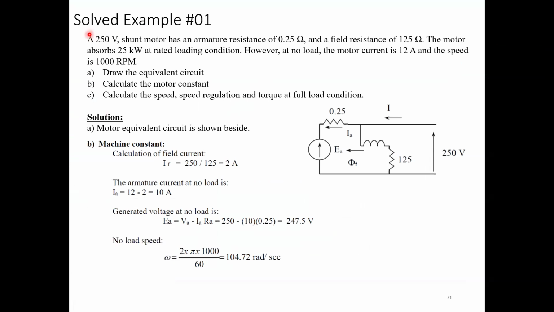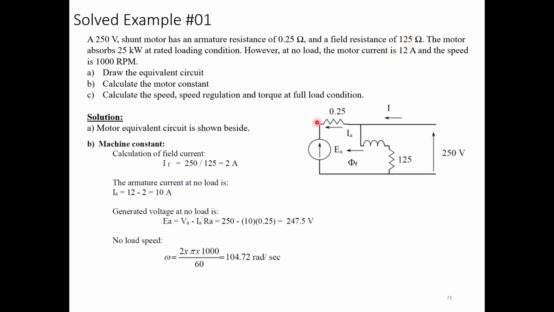In this example here, guys, a 250 shunt motor. So 250 is referring to the terminal voltage of the motor. Shunt motor is the type of the connection. So shunt means the field winding and armature windings are connected in parallel. So this motor has an armature resistance of 0.25 ohms and the field resistance of 125 ohms.